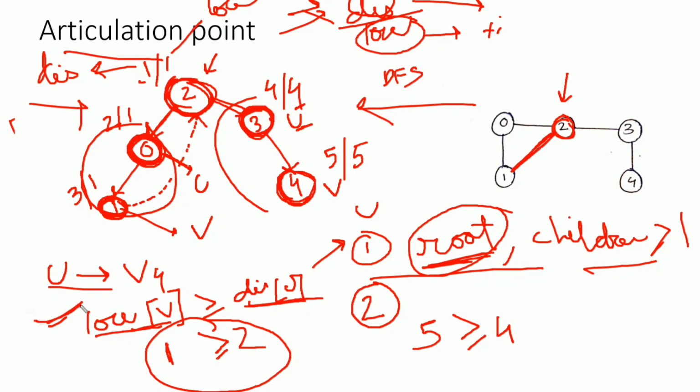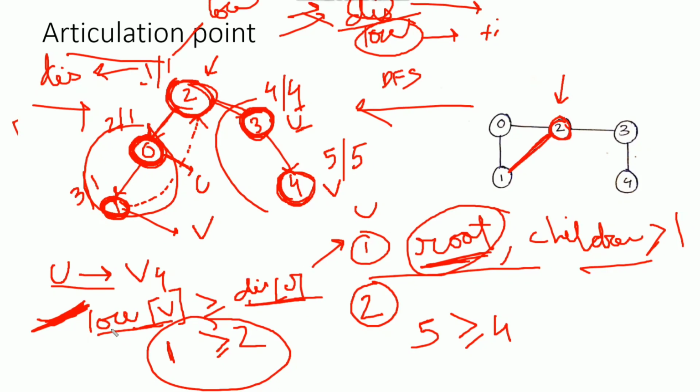So it indicates whether any subtree or any child has a relation to its ancestor. Okay. So if the low time of the child vertex, that is vertex v, is greater than the discovery time of the parent vertex, that is vertex u, it means that there is no reachability to its ancestor.